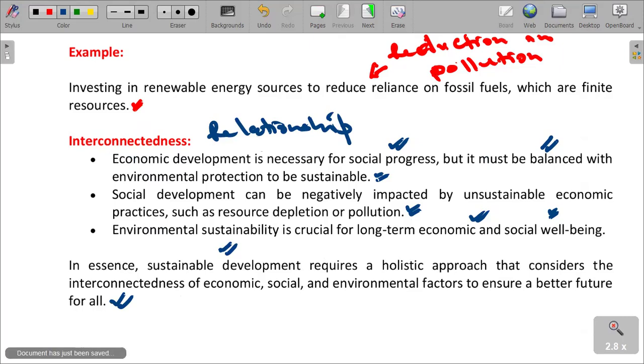We are to understand that the premises from where every other factor of production, economic development, and social development are based under environmental sustainability. They are based under sustainable development. Thank you very much.